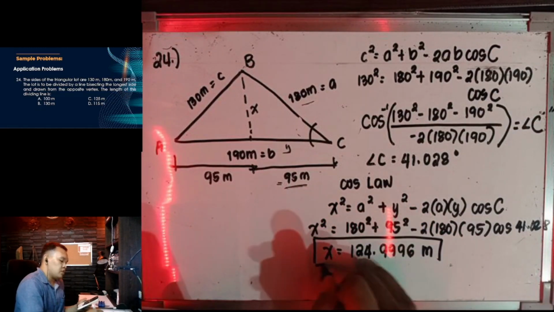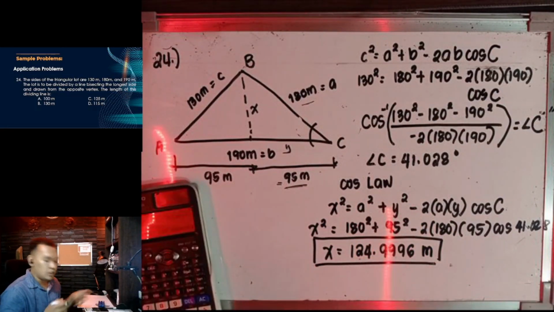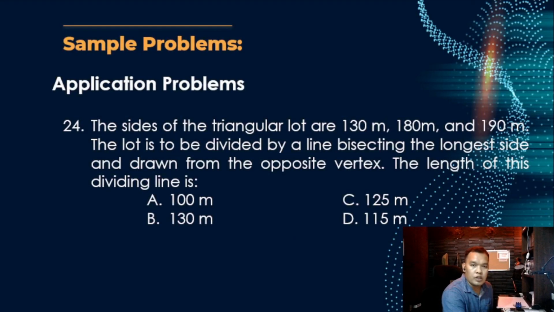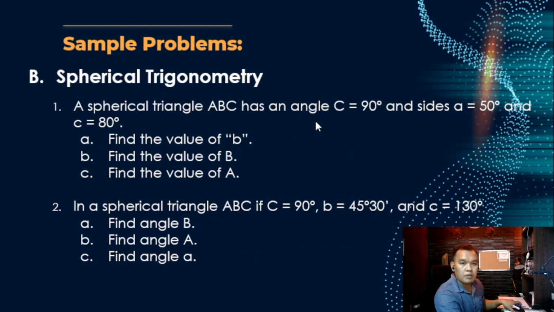Okay, let's check kung ano yung sa choices natin, no? Kung ano yung may pinakamalapit sa choices natin. Okay, so we have here 125. Yun yung pinakamalapit. Siguro na-round off na siya, no? Okay, so the answer will be letter C, 125. Okay, next problem tayo.